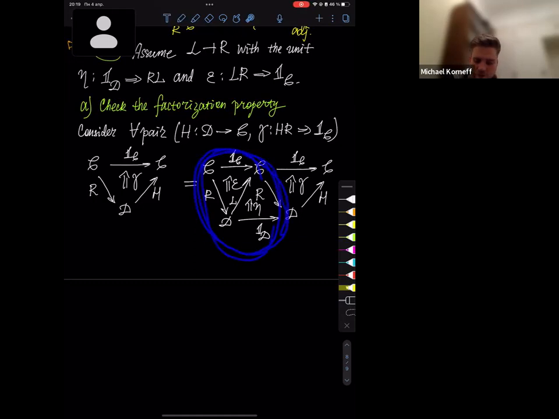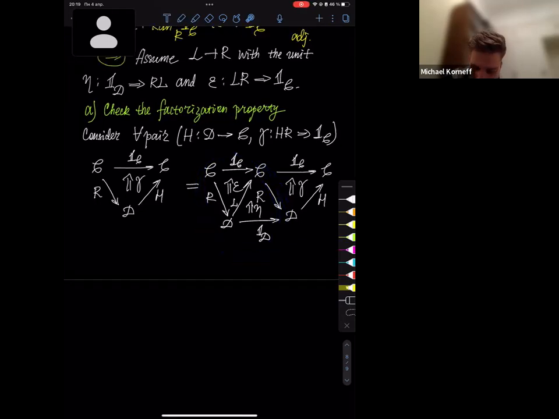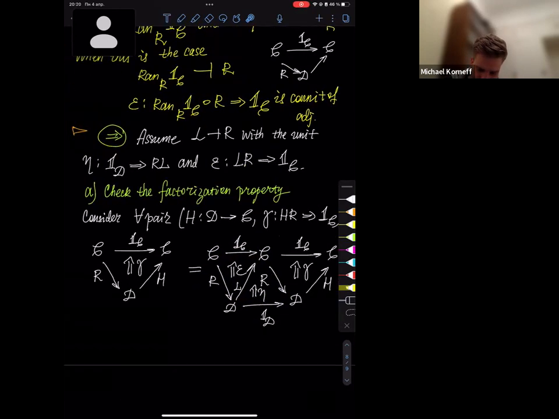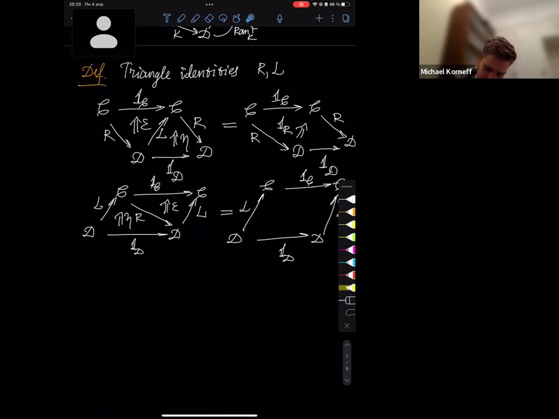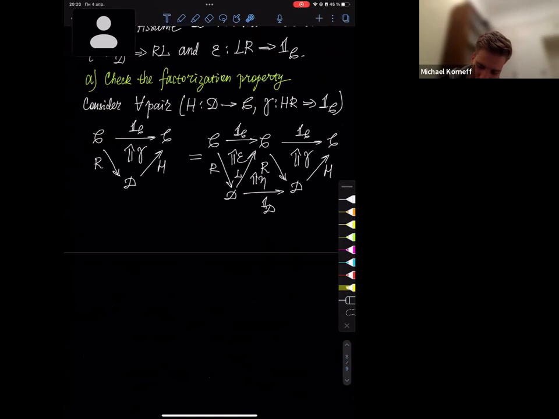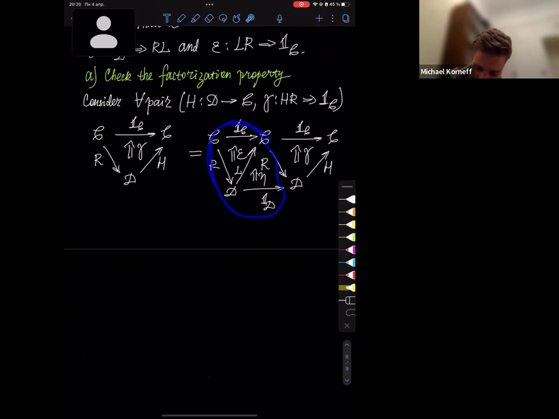This diagram is equivalent to a trivial one by means of the triangle identity. Okay, and then we can add this one to the diagram, and thus we obtain a factorization.